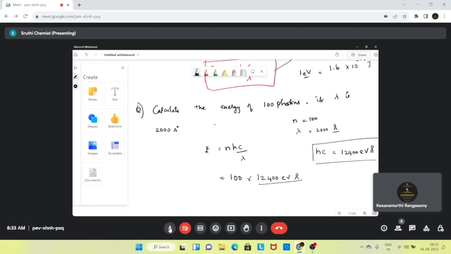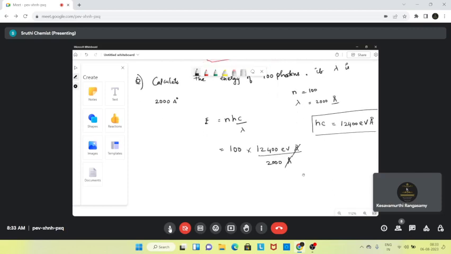how much wavelength is given? 2000 angstrom. So what's the answer? Will you people tell me? Angstrom gets cancelled. What's the final answer? 6.2 times 100, so this is 620 electron volt.